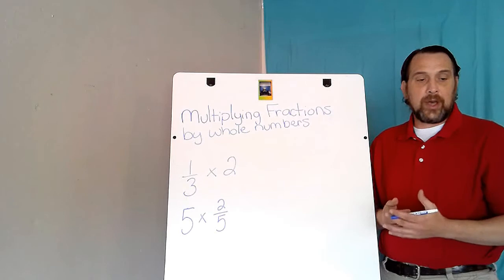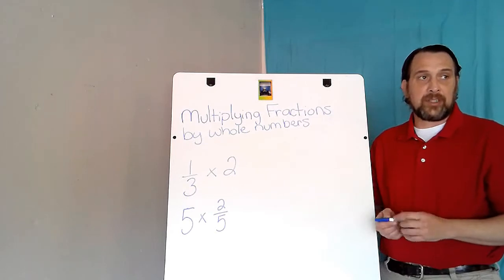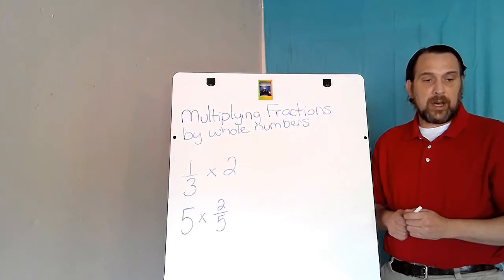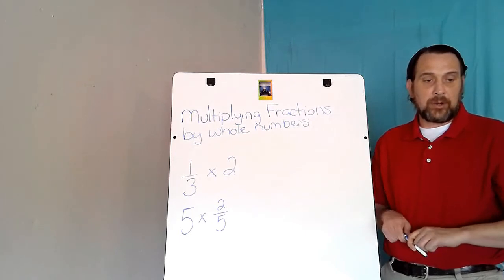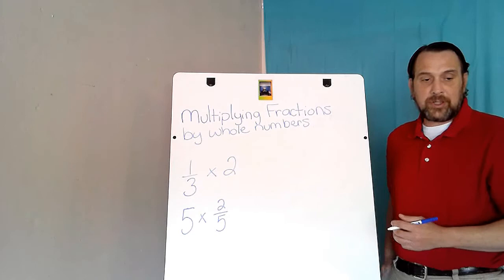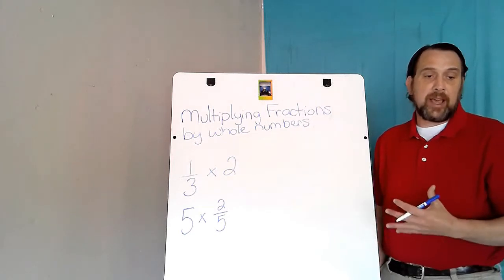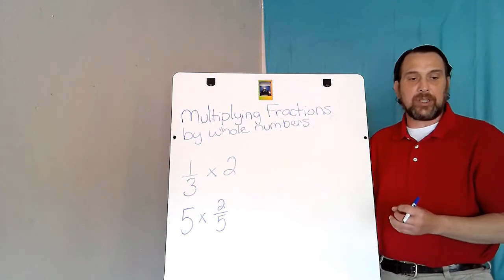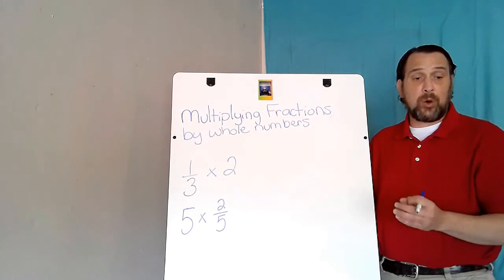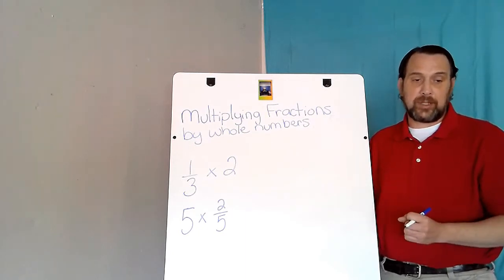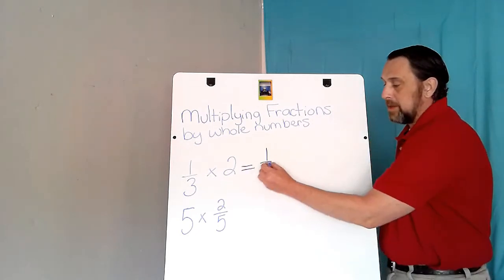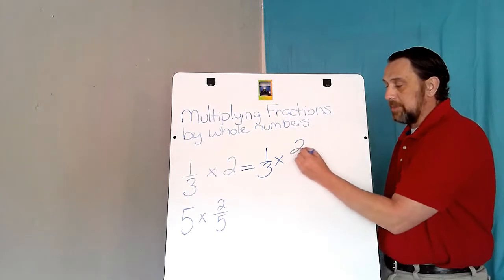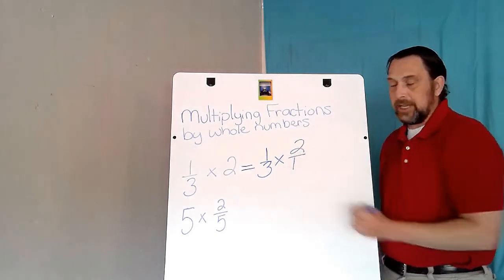So we're going to go ahead and start multiplying fractions by whole numbers. As you can see, I have two examples of multiplying fractions by whole numbers on the board. The first thing we're going to do when we are multiplying fractions by whole numbers is we have to turn the whole number into a fraction. We do that simply by putting a 1 underneath it.